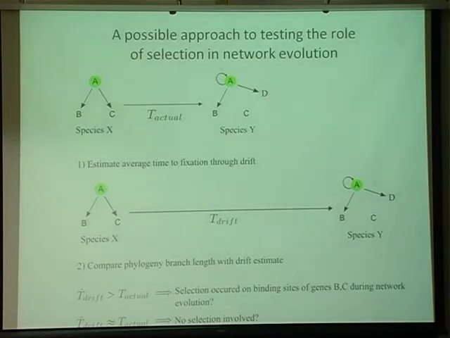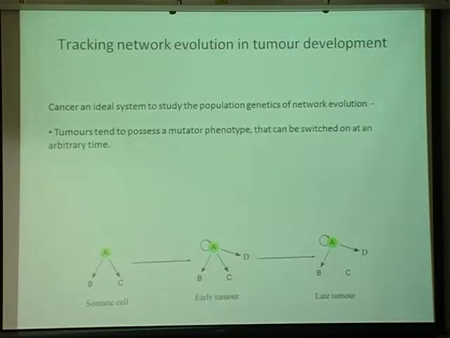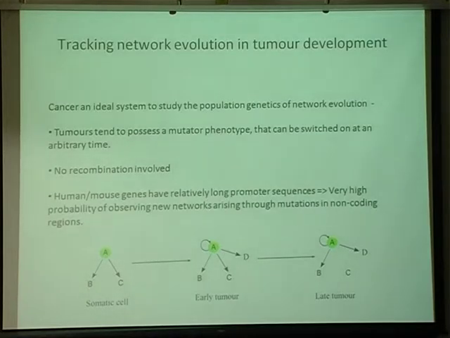Now, interestingly, a great model system where we're going to test this idea is actually cancer. And cancer is a great model system to actually look at network evolution. So one of the reasons is that the cancers that we have from Ashok's group at Cambridge possess a crazy mutator phenotype. And this mutator phenotype can be switched on experimentally at any point. Secondly, tumors represent asexual clonal expansion within a tumor. And also, genes in mice and humans tend to have extremely long promoters, and it makes it very likely for us to observe the gain and loss of transcription factor binding sites.